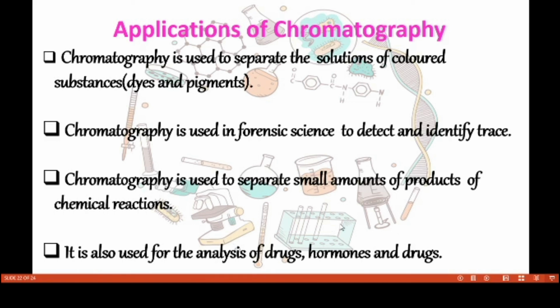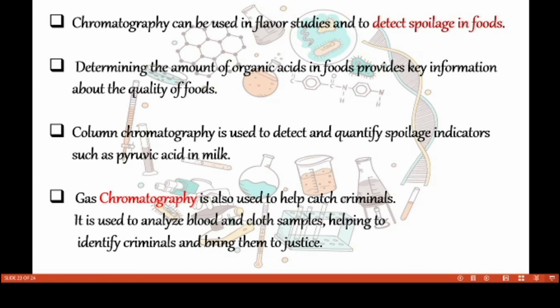In drugs, to find out which type of drug is used, we use the chromatography method.